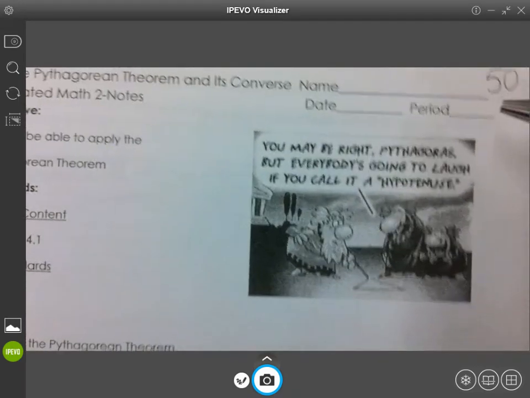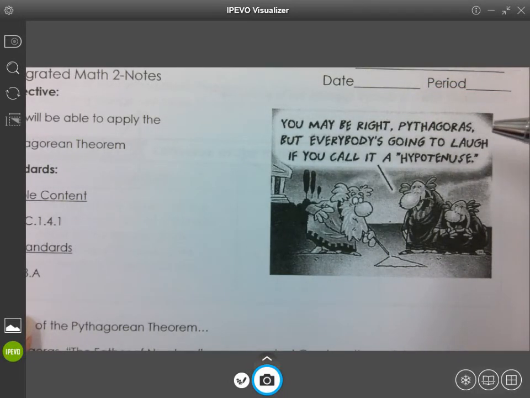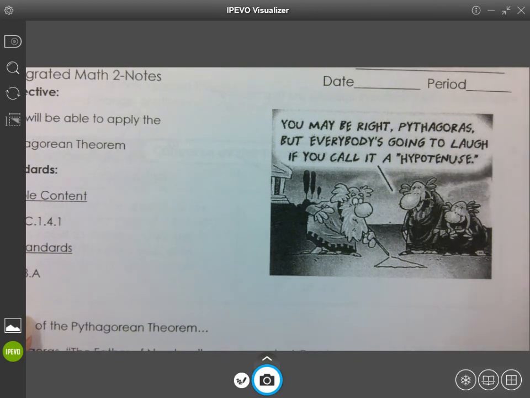So, little comic here. You may be right, Pythagoras, but everybody's going to laugh if you can't call it a hypotenuse. Oh, yeah. Anyway, let's just move on.